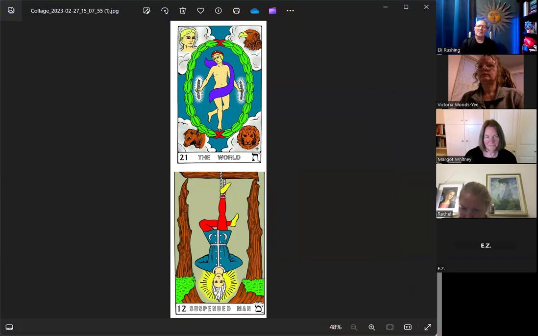The Kybalion tells us that all is mind. The universe is mental. All is mind.